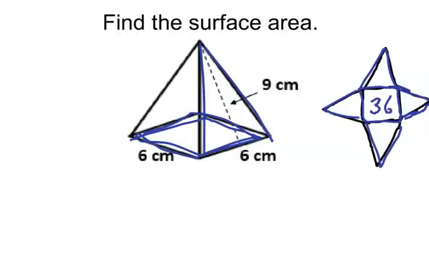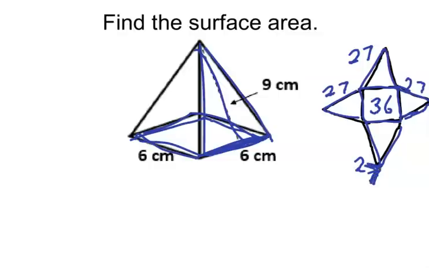So now all of the triangles are the same. We have a 6 as a base. We have a 9 as the height. Okay, so 6 times 9 is 54. But they're all triangles, so divide them by 2. So each triangle is 27 centimeters squared. Okay, it's a weird 27, but there it is.